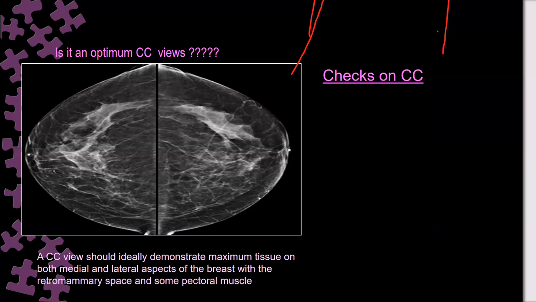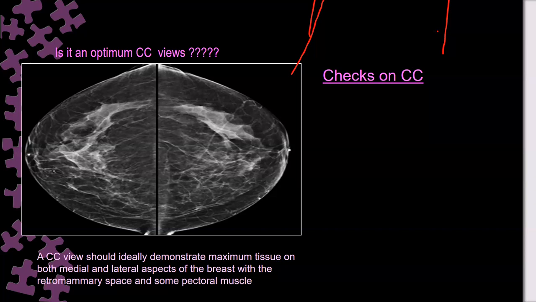What is the checklist regarding the criteria of evaluation of the CC view? The serial nipple length. How do you evaluate? Again, part of the pectoralis should be involved. Part of the pectoralis should be involved. If it is not involved, we have to repeat it.